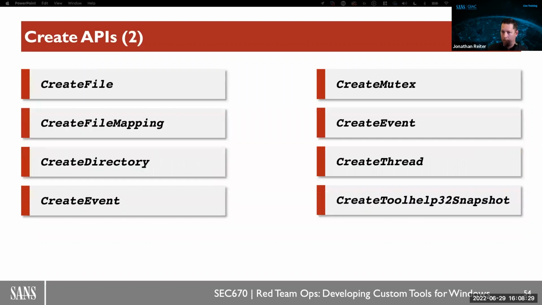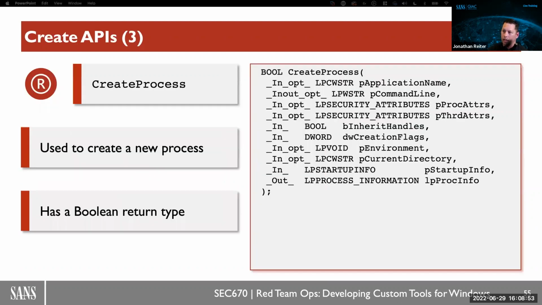Some more create APIs. We can create files. CreateFile can be used to not only literally create a file, but open a handle to an already existing file. That way you can read to it, write to it, delete it, so on and so forth. We can create directories. We can create threads. We can create events for Windows events and stuff. And of course, we can create processes.